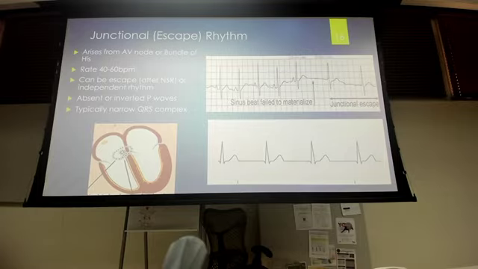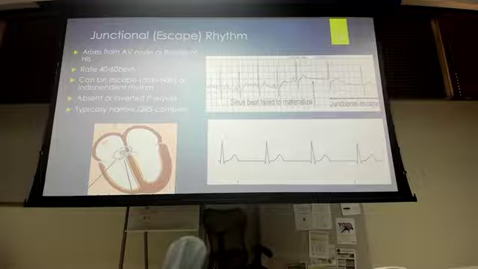But I'm going to talk about that last, because if the SA node didn't fire, but one part of the atria focus started to fire, what is the rate that we typically see? 60 to 80. So that's truly not a bradycardic rate. We're going to talk about junctional first, because junctional, we know, is going to be a rate about 40 to 60 on average, right?